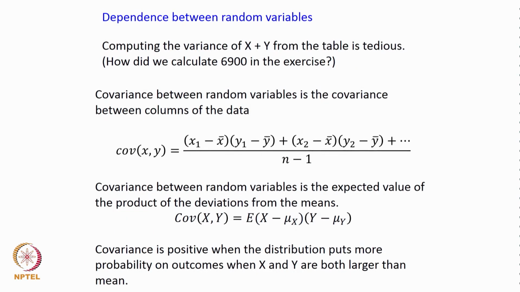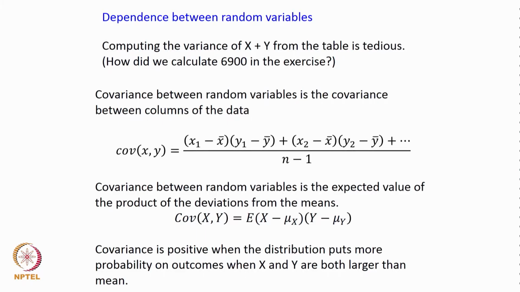Now let us also try to find out the dependence between random variables. Just as we introduced the covariance earlier in statistics, now we try to find the covariance between random variables. Computing the variance of x plus y from the table is a little difficult. How did we calculate 6900? Is there a way to do that? We will see.